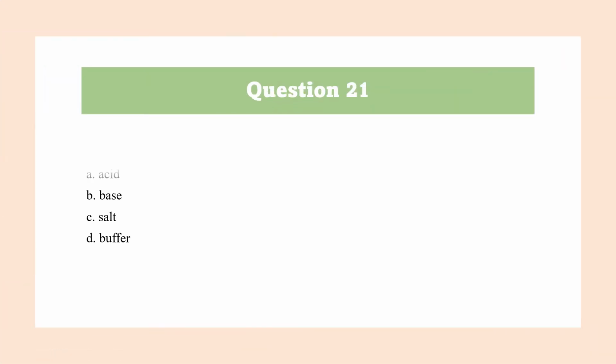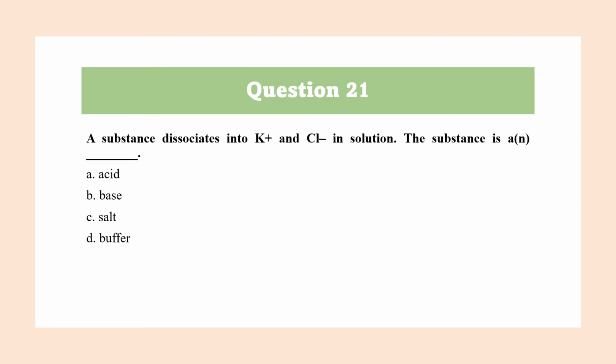Number 21. A substance dissociates into potassium ion and chlorine ion in solution. The substance is an A. Acid, B. Base, C. Salt, or D. Buffer. The answer is C. Salt.